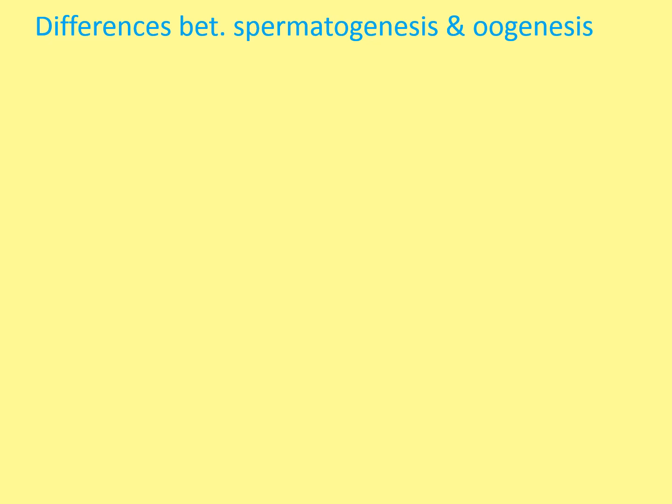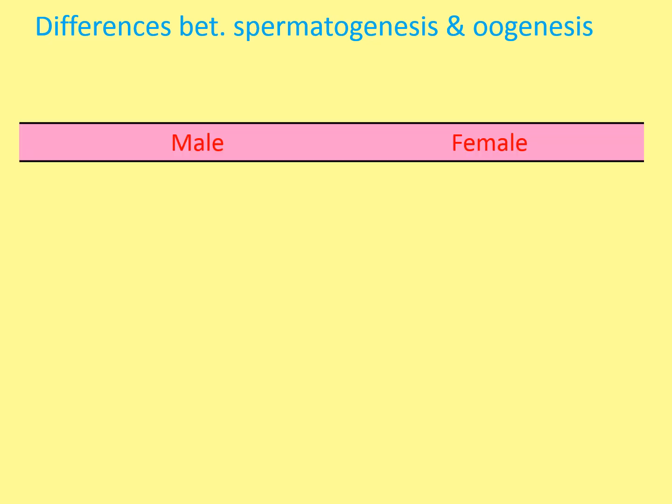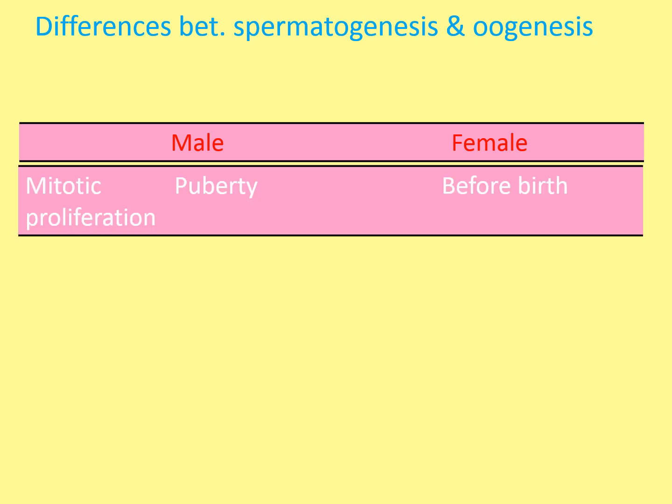Difference between spermatogenesis and oogenesis. First is the mitotic proliferation. In case of male, spermatogonia proliferate during or after puberty. In case of female, mitotic proliferation of the germ cells occurs prior to birth. So that is the first point.